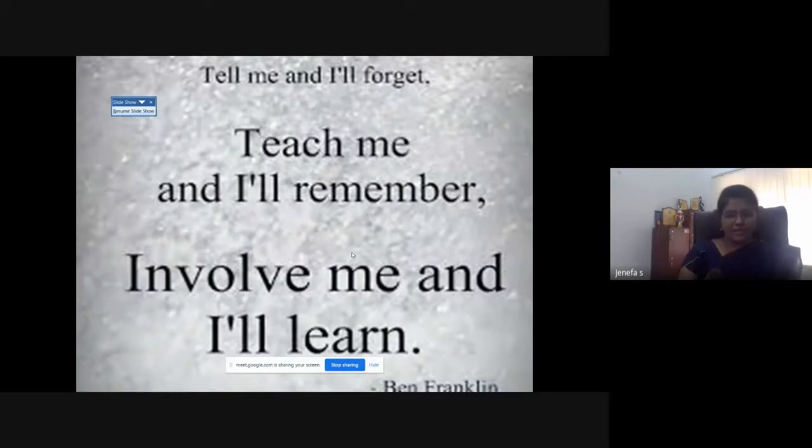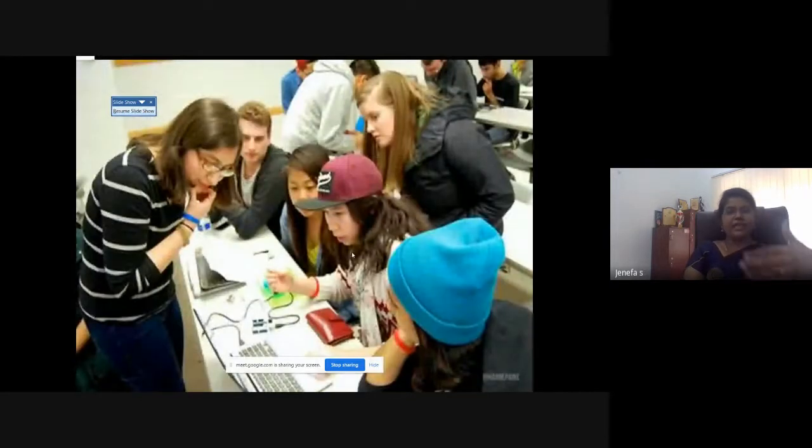Okay. This is the basic tenet of collaborative learning, right? This quote is very popular, and you would also have heard about it, right? Tell me and I'll forget, teach me and I will remember, involve me and I will learn. So collaborative learning is all about involving students in doing something in the process of learning, right? Making the students do. If we involve our students to execute a task, only then will they be able to learn something, right?